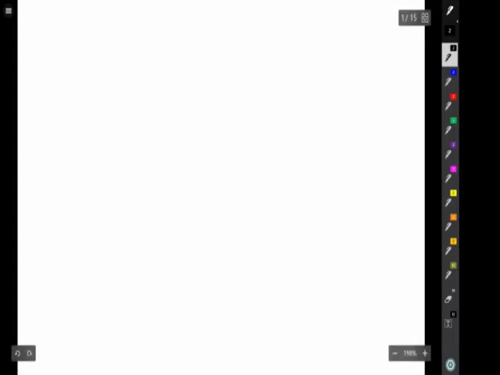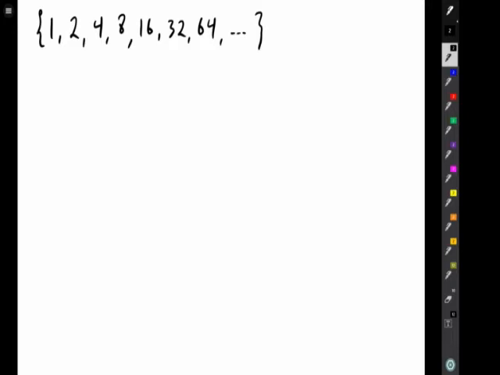So a definition of a sequence is really just a list of numbers with some order. For example, 1, 2, 4, 8, 16, 32, 64, and so on. This is an example of a sequence. Now, a sequence may or may not have an actual pattern to it. This one, you can probably see, does have a pattern. But there's no reason we have to have a pattern. We could have a sequence of random numbers, for example.